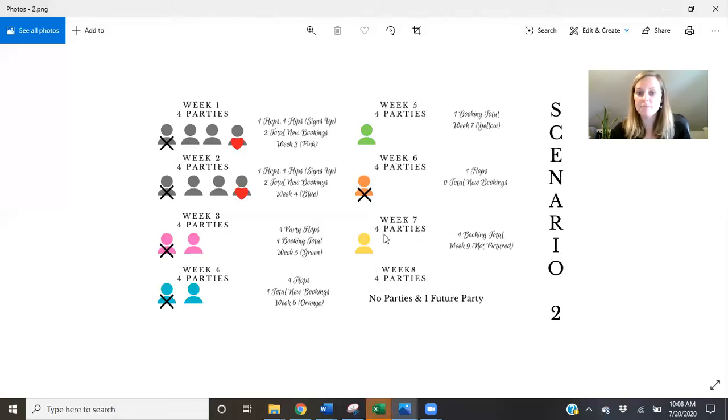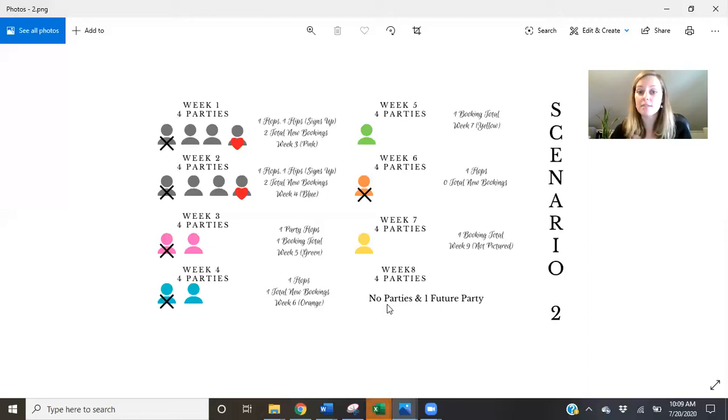Week 7 comes, we have this 1 party, and let's say we do get a booking off of it, but we miss the invite day. We can't get it booked for next week, so we're gonna have to push it out a week to week 9. And now all of a sudden week 8 comes, and we ultimately wanted 4 parties every single week, but this time we have no parties, and we only have 1 future party booked into the next week. And that's all we have.